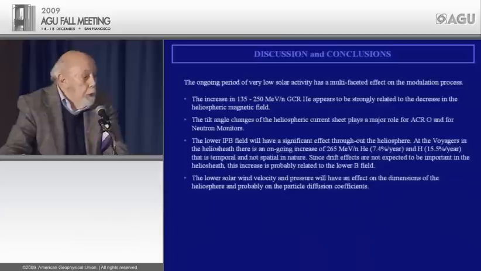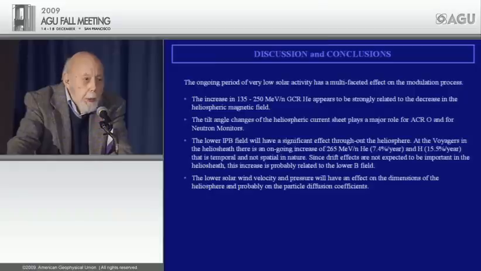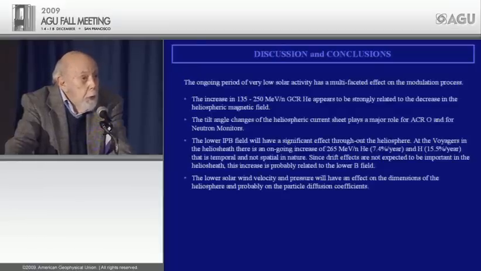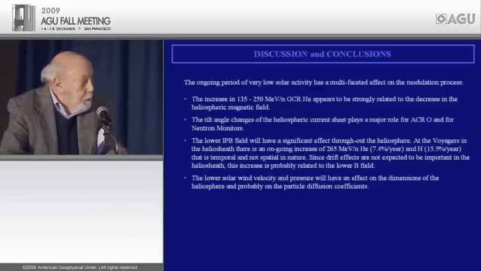Okay, and so we would say the changes seen are the changes that have taken place in the interplanetary magnetic field and in its relation. The tilt angle changes are important in the ACR and the high energies, and it takes a long while for this magnetic field to reach out into the heliosheath, so we should see this for a while. And it means also we have to change our concepts about modulation, because a significant amount of the modulation changes are occurring in the heliosheath where you don't have adiabatic energy losses. So thank you.